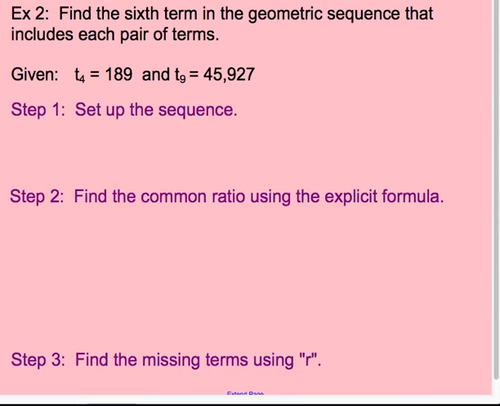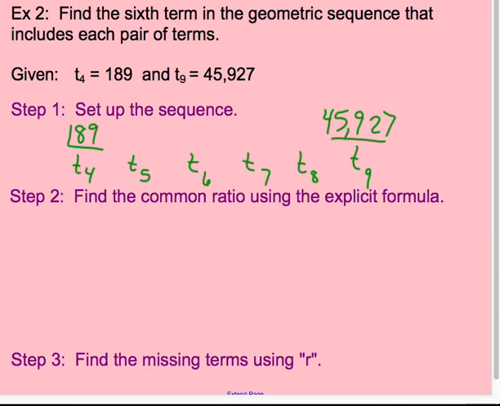All right, the next is to find a missing term within a sequence. Very similar to what we just did, the first thing we have to do is find the common ratio. So for those of you that are visual learners and want to see the sequence, you can start with t sub 4, t sub 5, term 6, 7, 8, and 9. So we know the 9th term, and we know the 4th term. So we have 4 missing terms.